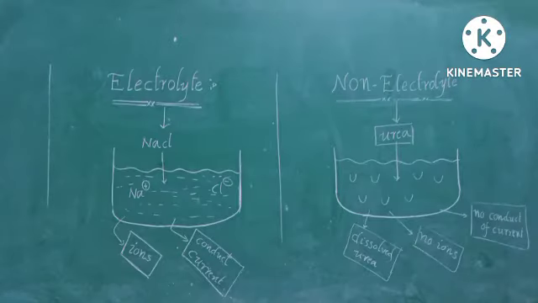Whereas NaCl is an electrolyte because it is producing ions. So here urea in water does not produce ions. This is called a non-electrolyte. Both electrolytes and non-electrolytes are soluble in water, but electrolytes produce ions. Non-electrolytes do not produce ions. So that is the difference.